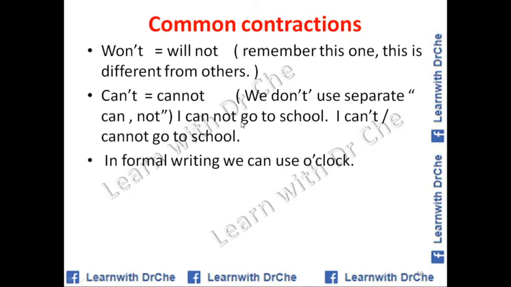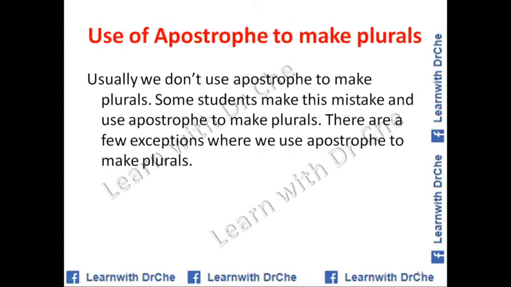I cannot go to school. We don't write can and not separately. We can say I can't, or I cannot go to school. In formal writing, we can use o'clock: 9 o'clock, 5 o'clock, 6 o'clock. This is formal, we can use it.